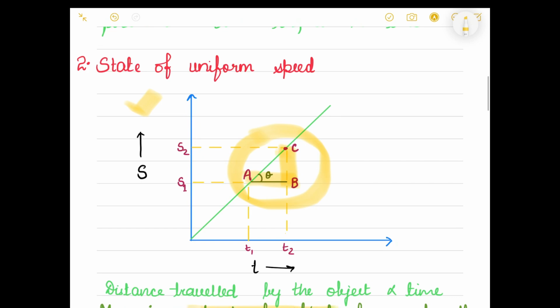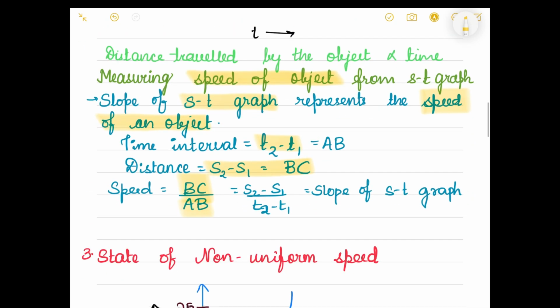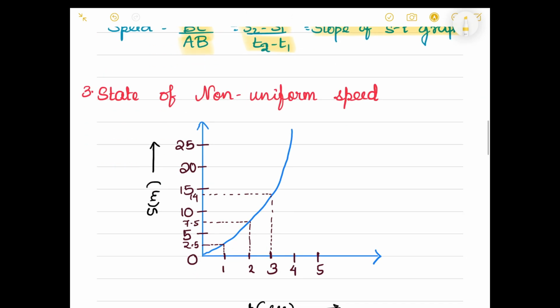We always divide this by this, perpendicular by base. So, which is equal to (s2 minus s1) by (t2 minus t1). So, this is the slope of the ST graph. Hence, we can conclude that the slope of the ST graph represents the speed.